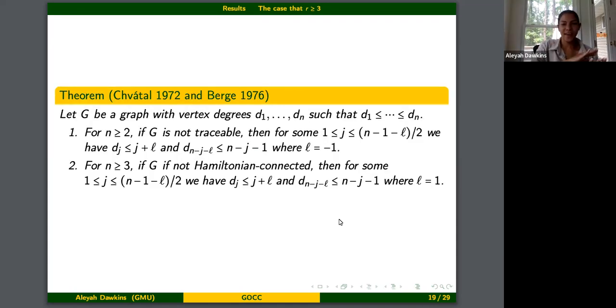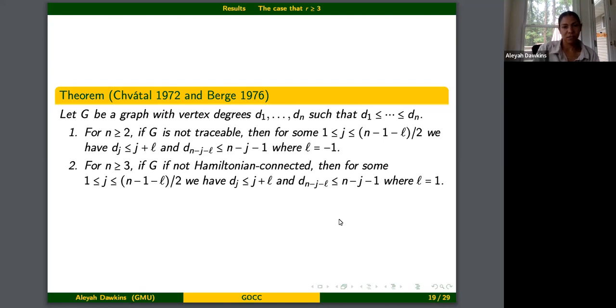Just like with Hamiltonicity, we also have degree conditions for traceability and Hamiltonian connectedness due to Chvátal and Bondy. So Chvátal showed that if G is not traceable, then for some j between 1 and (n - 1 - L)/2, we have that the jth vertex degree is at most j + L, and that the (n - j - L)th vertex degree is at most n - j - 1, where L is -1.